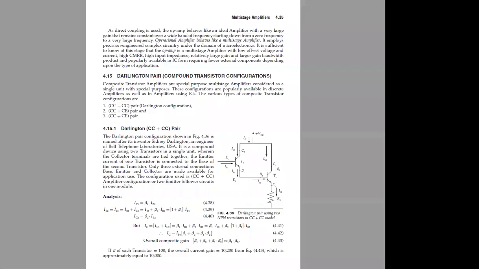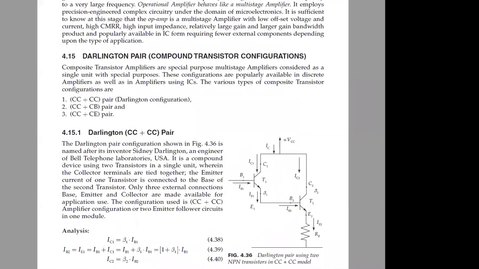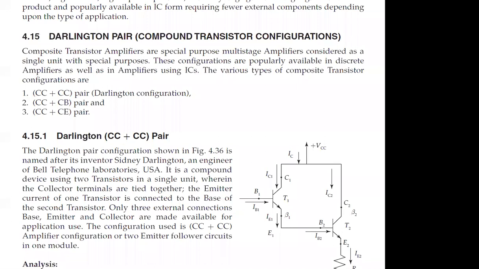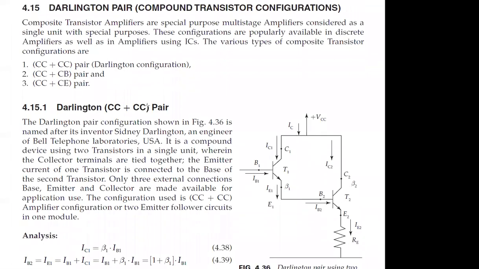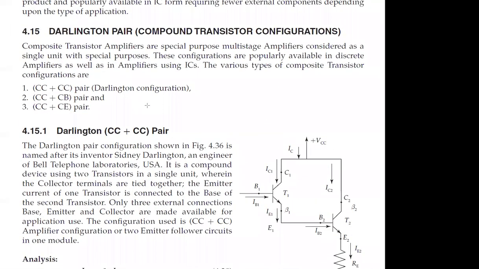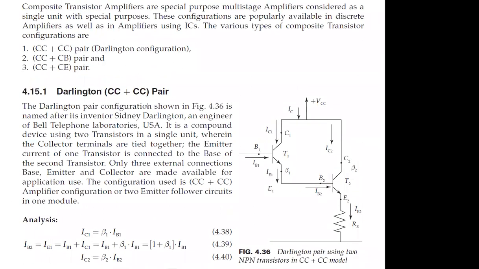Now we are going to see one more circuit, that is the Darlington pair. Now we are again taking one more circuit, that is we need to discuss the Darlington pair and the bootstrap amplifier.